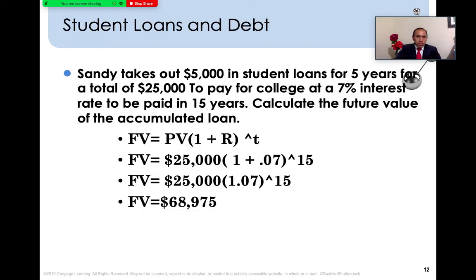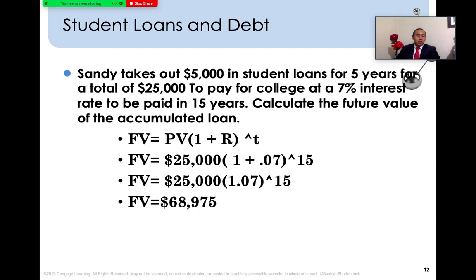And we're going to use an example of future value, to consider Sandy, a college student, who takes out $5,000 in student loans for 5 years. She's a freshman right now in college and she takes student loans for the next 5 years, for a total of $25,000 to pay for college. The interest rate is 7%, and she has the option to pay it in 15 years, 10 years, but let's assume that she takes 15. Calculate the future value of her accumulated total loan debt.